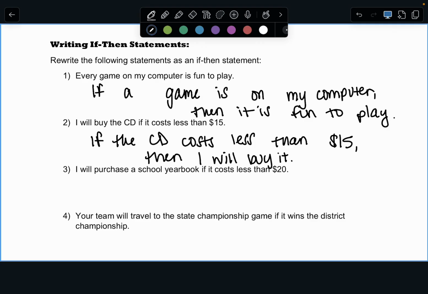Also be aware, we're going to use proper grammar. So if we're talking about an item, we're not going to call it until we name the item. Like I'm not saying if it costs less than $15. I'm actually saying if the CD costs less than $15, then we can use the word it.